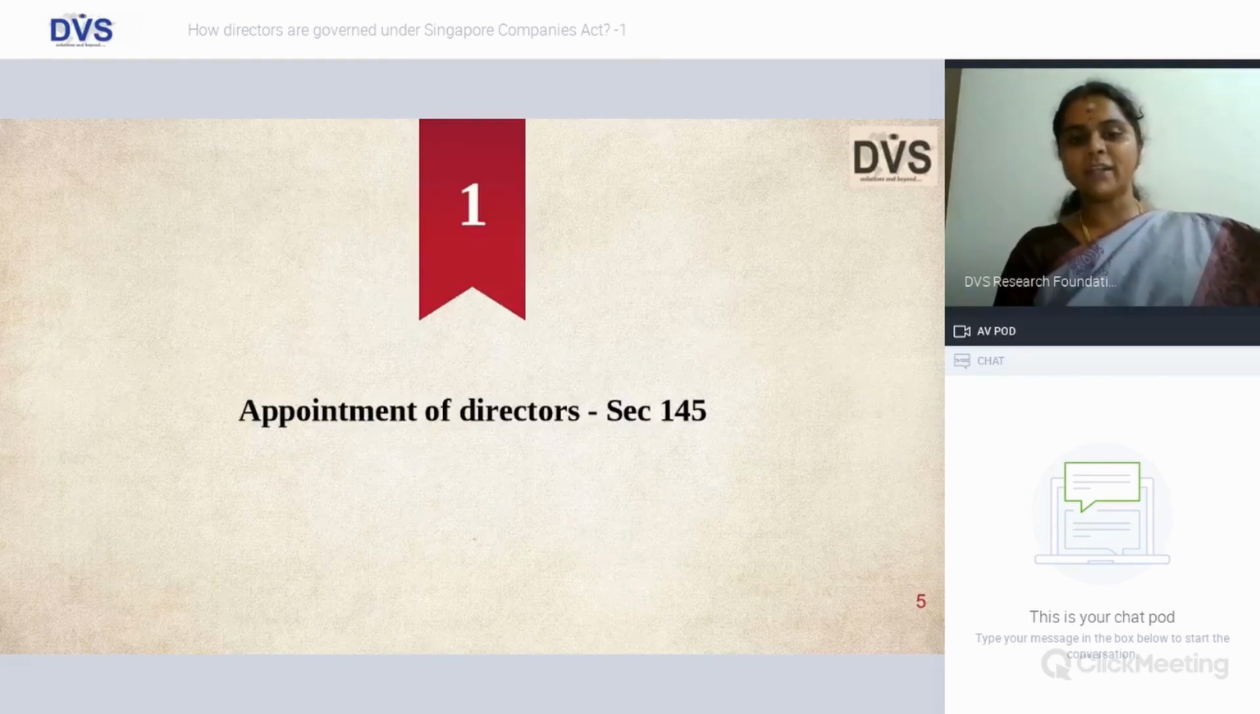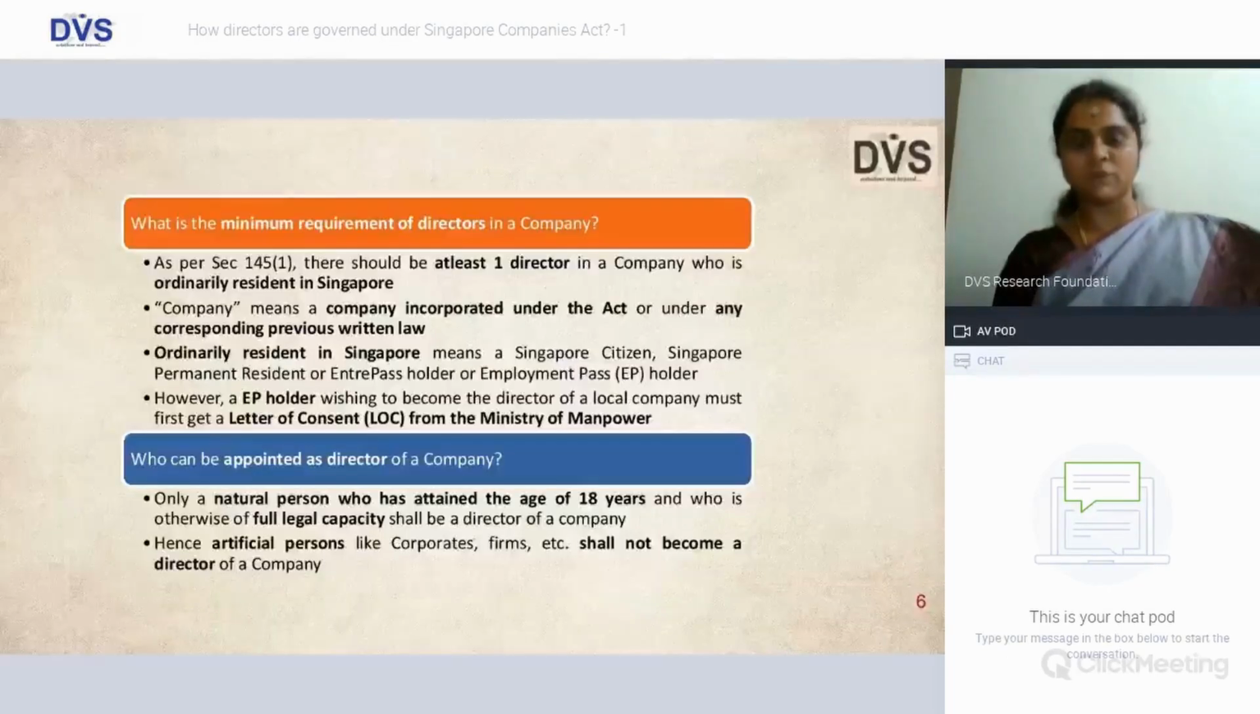We'll begin with how directors are appointed and the minimum statutory requirement as enshrined in section 145 of the Singapore Companies Act. As per 145(1), there should be at least one director in a company who is ordinarily resident in Singapore. So what do you mean by ordinarily resident, friends? It means a Singapore citizen or PR, Singapore permanent resident, or entry pass holder or employment pass holder. However, please note, friends, an EP holder who wants to become a director should get a consent letter from the Ministry of Manpower.